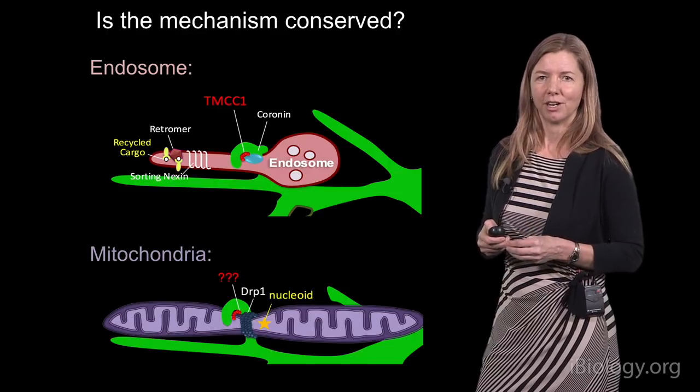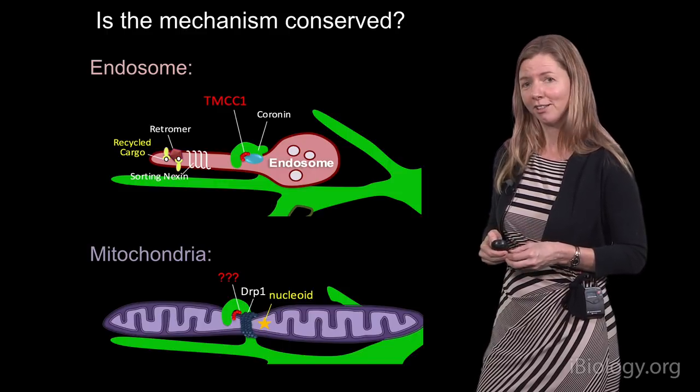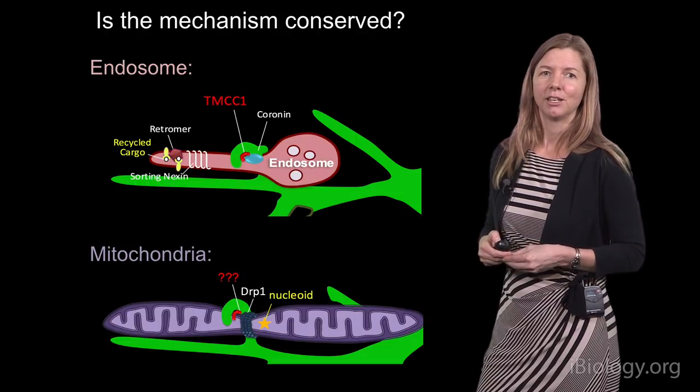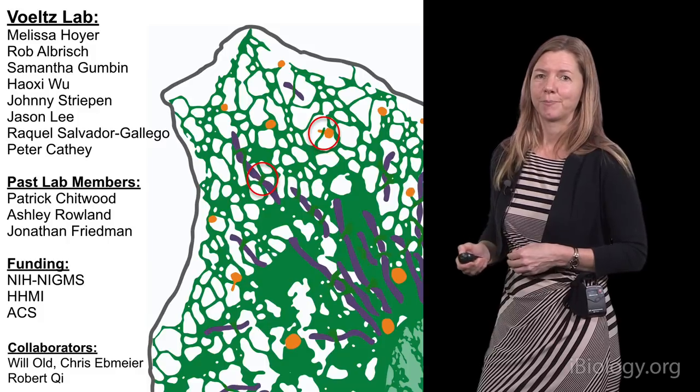So at this point, our goal is to see how much of this machinery is conserved to other organelles. We know that ER drives mitochondrial division as well. And so what are the common machineries and mechanisms that the ER uses to divide other organelles?